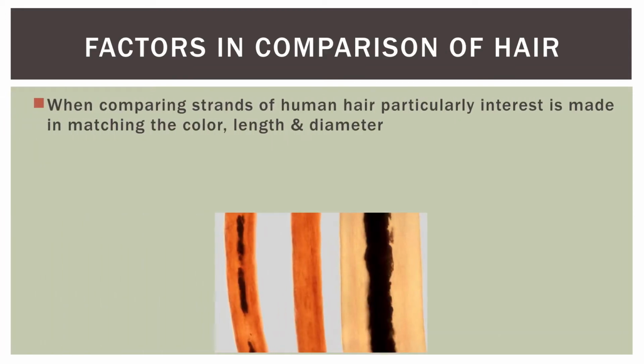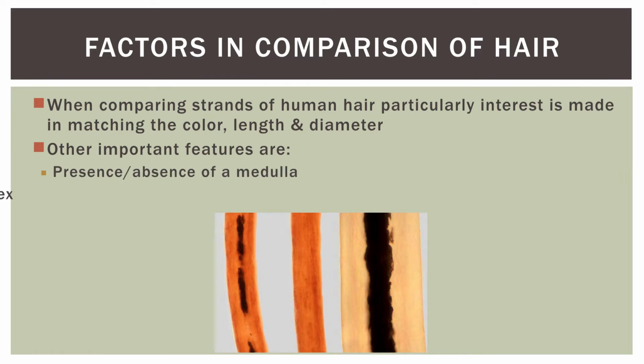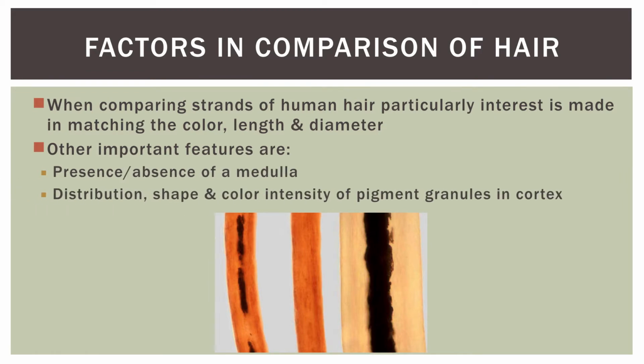There are some factors in comparison of hair that investigators look at. So when comparing the strands of human hair, there's particular interest in matching the color, the length, and the diameter. Some other important features are the presence or absence of a medulla, distribution, shape, color, and intensity of the pigment granules in the cortex as well.